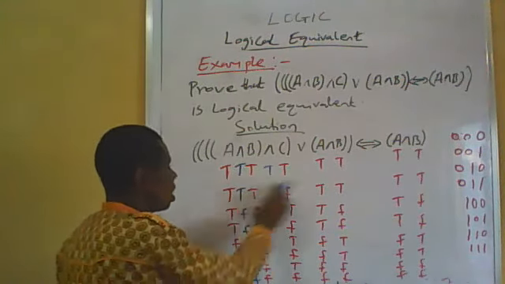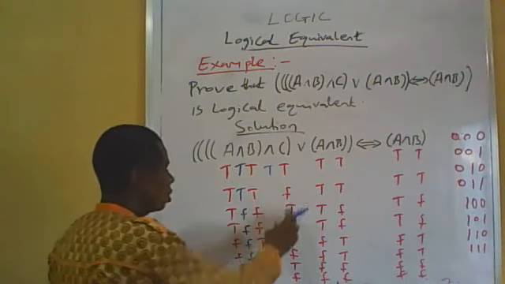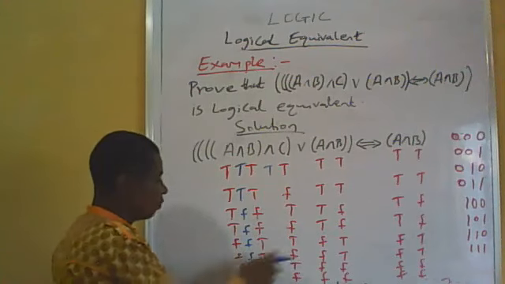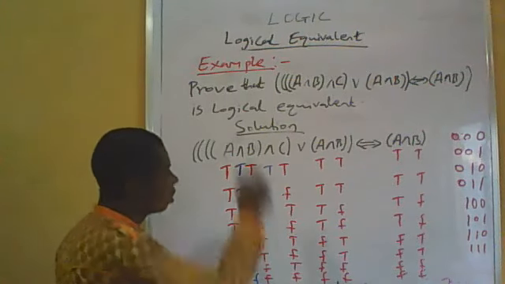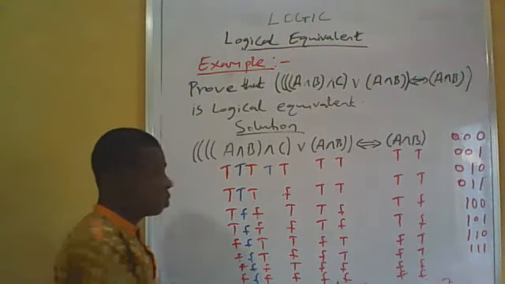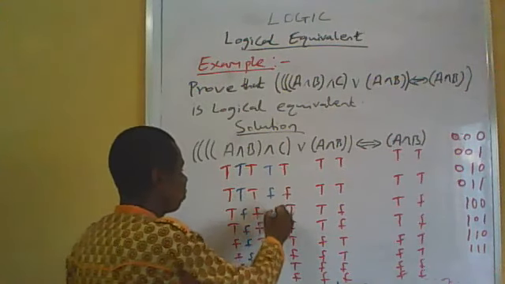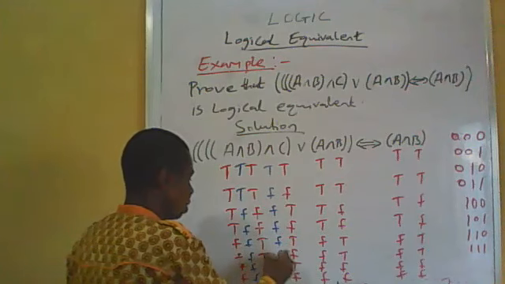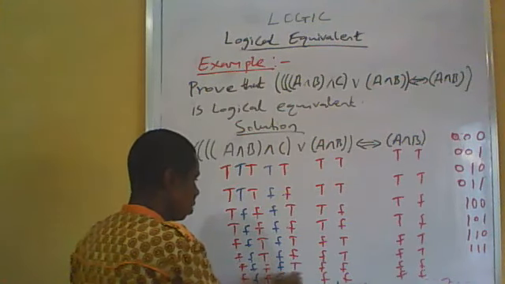You have T, F, no, false. F, T, no. F, F, no. F, T, no. F, F, no. F, T, no. F, F, no. So the rest, they are false. So we write T, F, F, F, F, F, F, F.